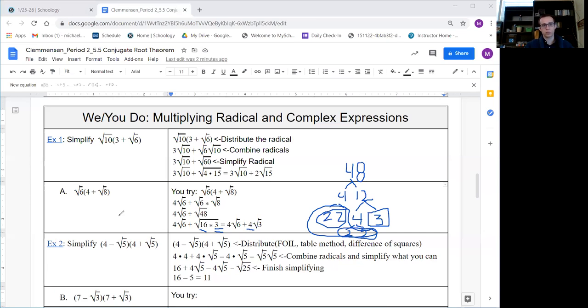If you are confused, it'd be a good idea to tell me what step you're confused at. Are you confused on how we went from here to here? Are you confused on how we went from here to here? Or how we changed it here to here? Which step are you confused about? 1, 2, 3, or 4?